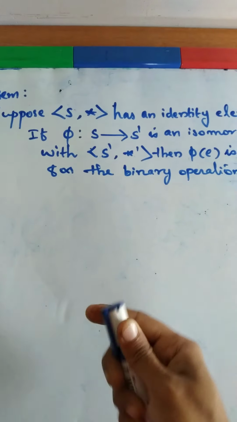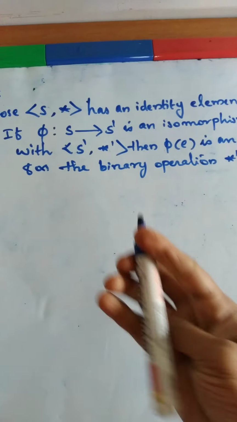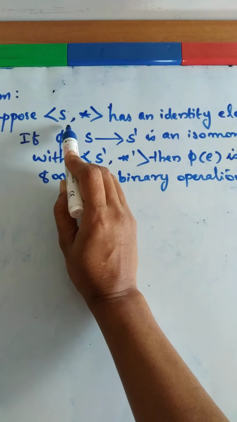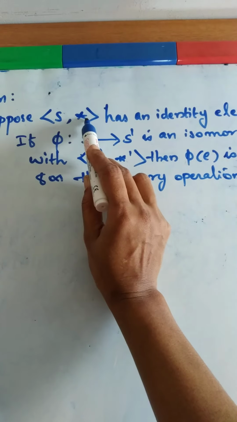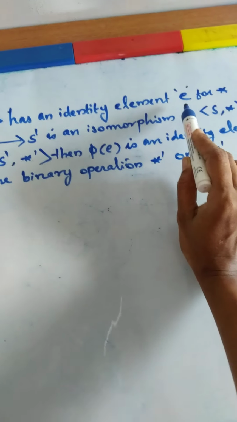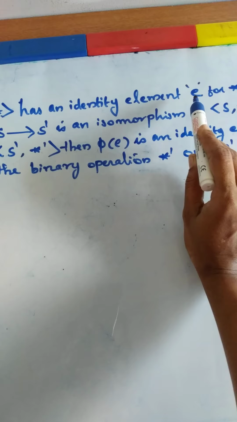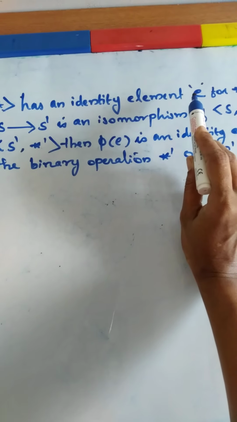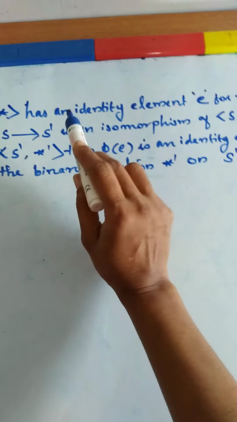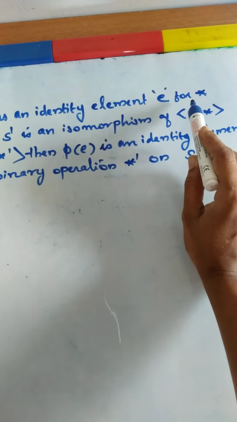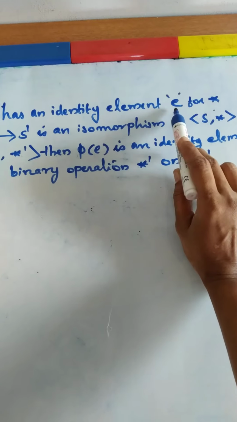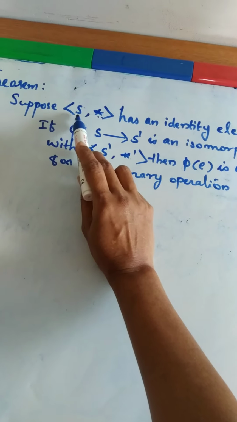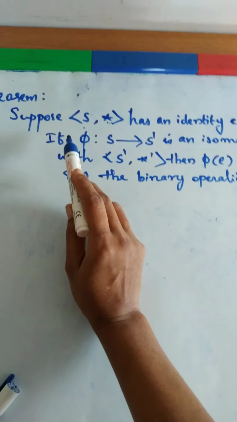Suppose S star has an identity element. What is this S star? S star is an algebraic structure, a set together with a binary operation, which has an identity element E. You know about the identity element; in our previous videos we discussed identity elements. So E is an identity element for star. E is an element of S and it is an identity element for this binary operation.